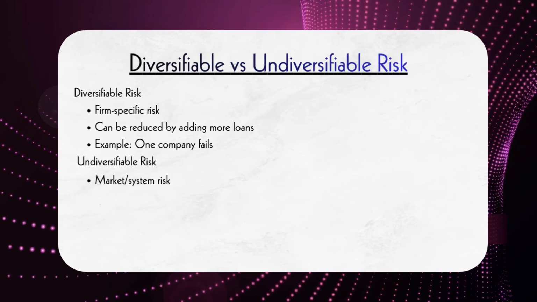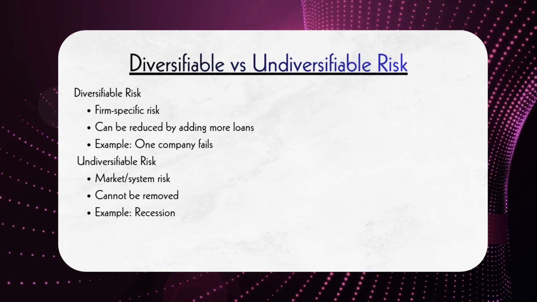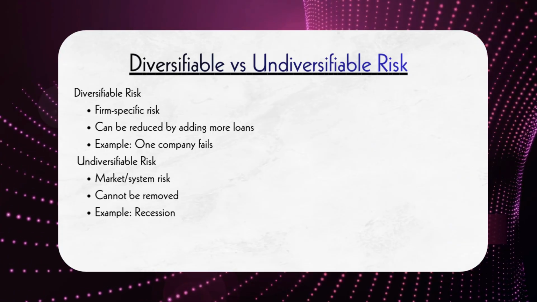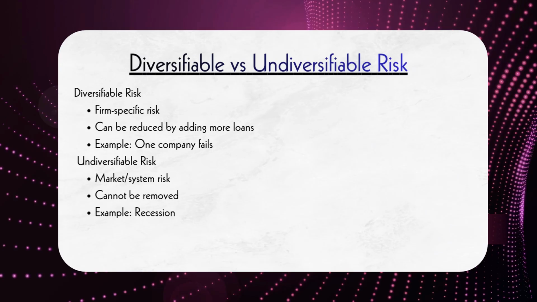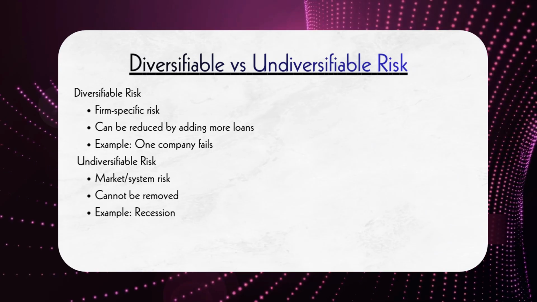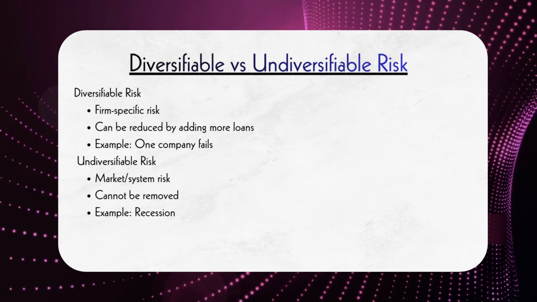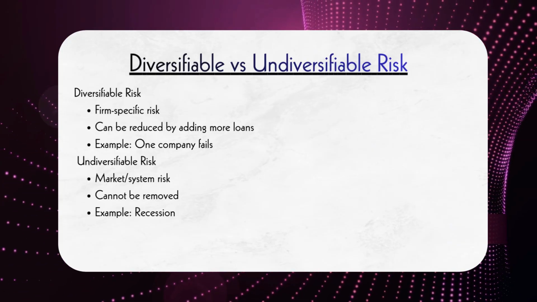Now let's quickly understand diversifiable and undiversifiable risk. Diversifiable risk is firm-specific risk. It is the risk related to one company or one borrower. For example, if one company fails due to poor management, that risk can be reduced by adding more loans to different companies. This is called diversification.